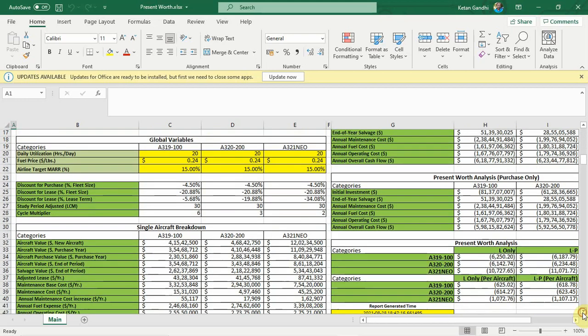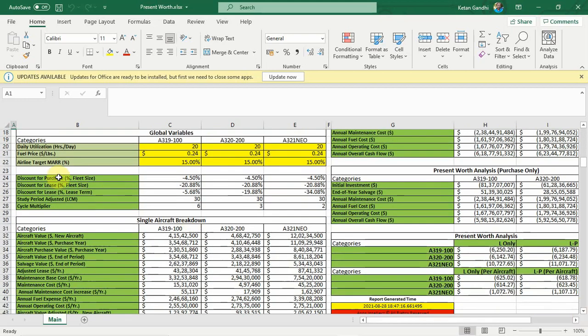First we'll have these particular parameters, where the discount for purchase applies if we are buying a fleet of 10 aircraft per fleet type. It's basically from the aircraft manufacturers, the kind of discount they provide. And then there could be a discount on lease. If you have 10 aircraft on a lease, there would be a discount for lease for the fleet size, and that is mentioned here.